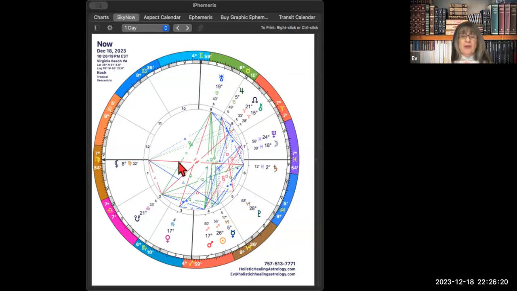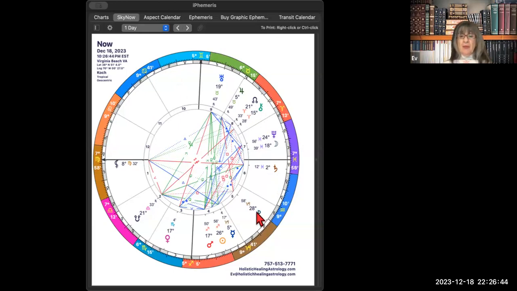Now, what we do to make a forecast is we compare and look and see where these planets are on the natal chart. It's a transit. So the biggie now is Pluto is almost 29 degrees Capricorn. And we're going to find that on the chart.